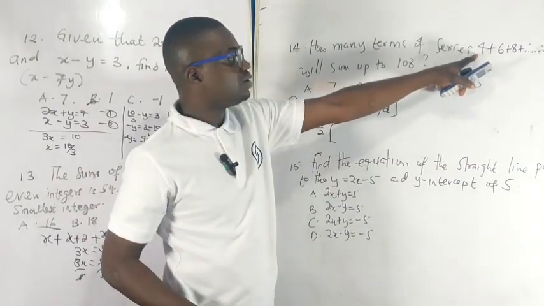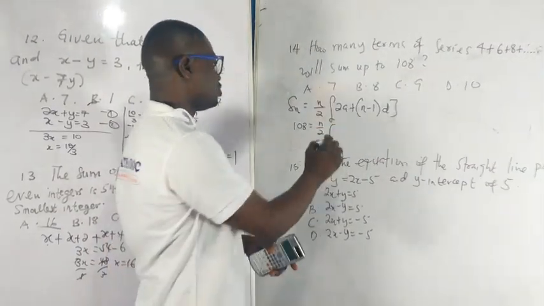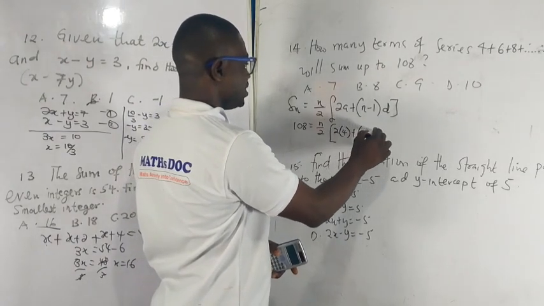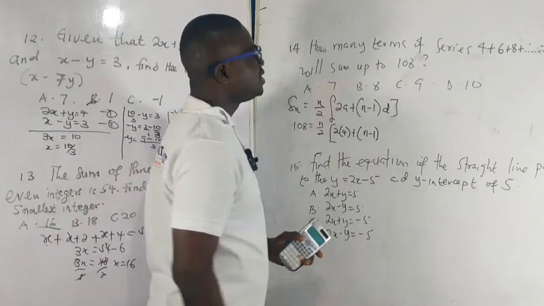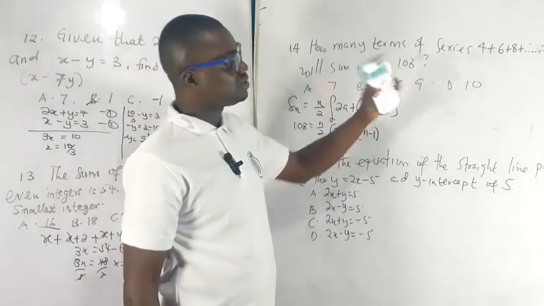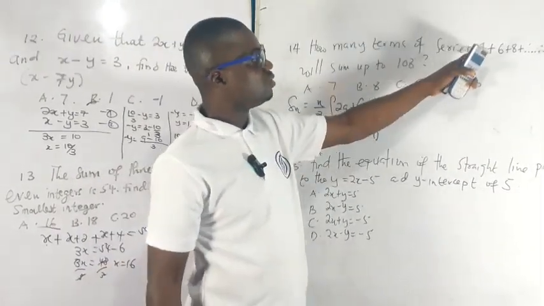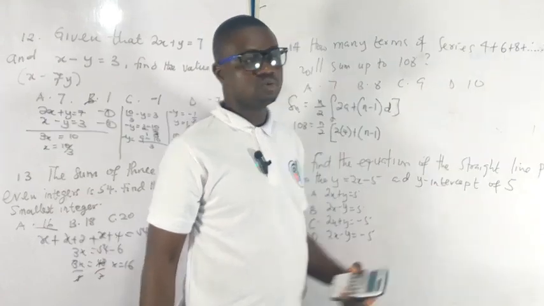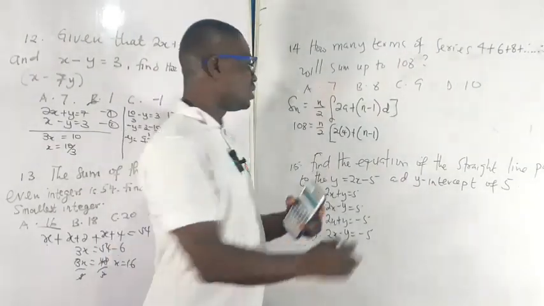What is our first term? The first term is 4. So we substitute the first term, which is 4, in, plus n minus 1 d. Now the d here is the common difference. Let's subtract the common difference. When you subtract 4 from 6, you get 2, and then 6 from 8 also gives 2. So our common difference is 2.